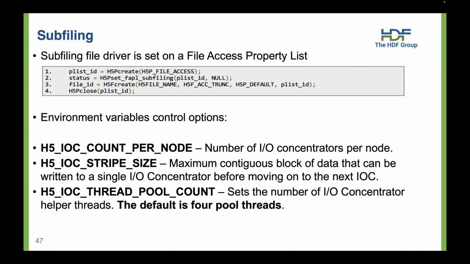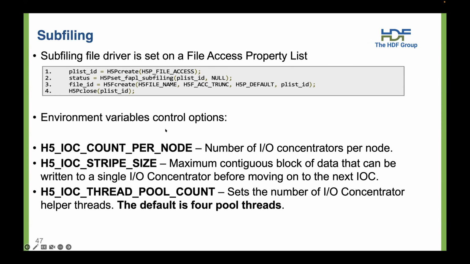To run subfiling, you just set the file access property list. Instead of calling the MPIO driver, you would create your file access property list, then call the FAPL for subfiling, and for now we're just passing this NULL. This is a struct to organize and pass arguments to subfiling as parameters. Then you would simply open the file as you would before using that FAPL. So it's not much change in your code itself.